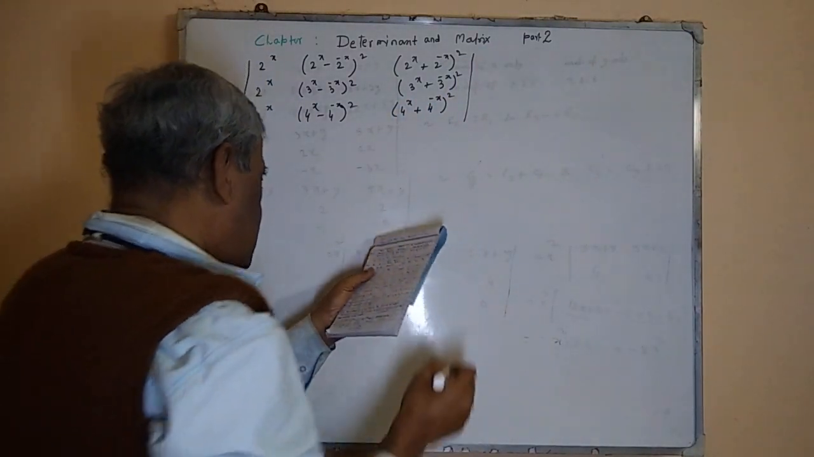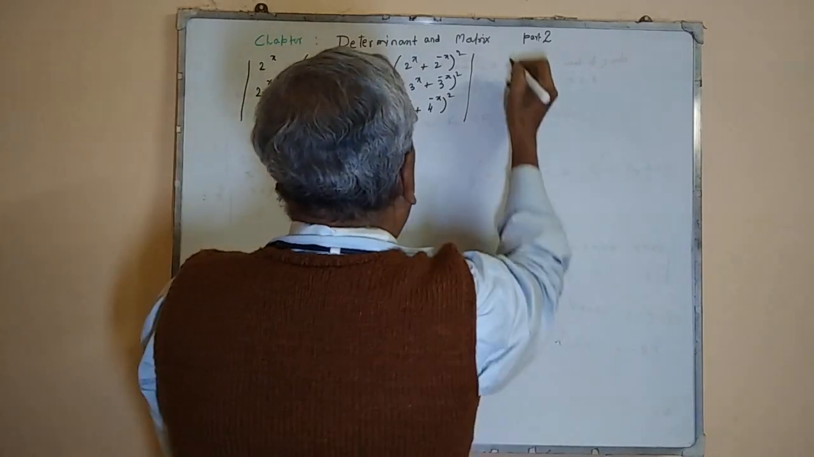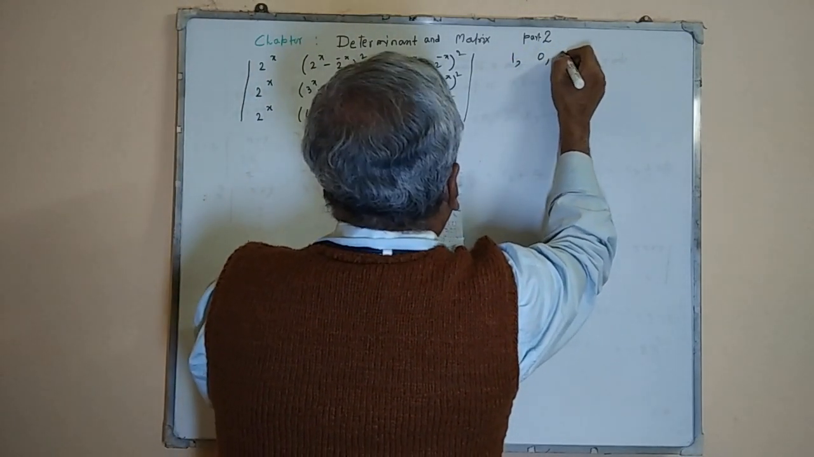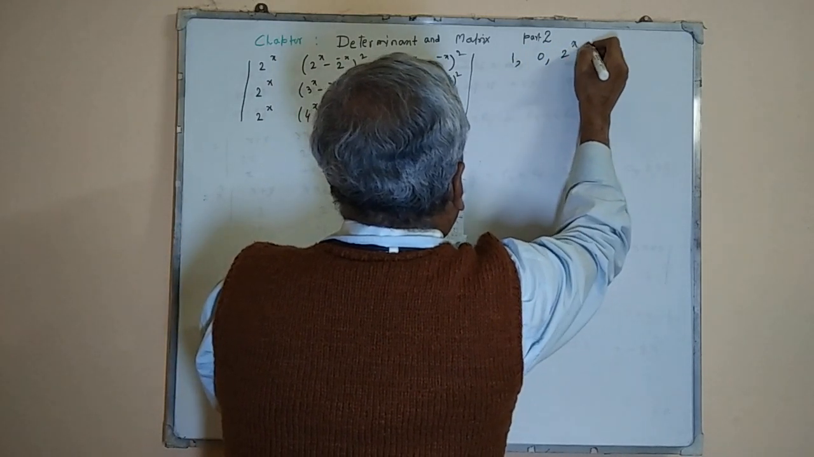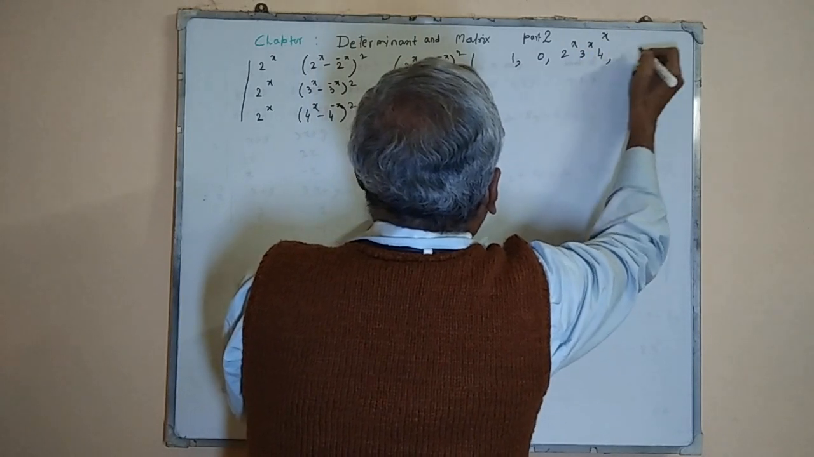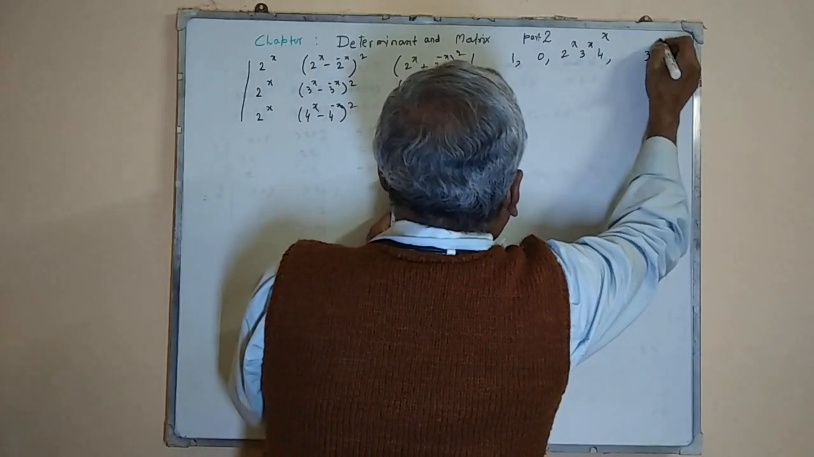Value of this is, options are 1, 0, 2 to the power x, 3 to the power x, 4 to the power x, and fourth option is 3 to the power 4x.